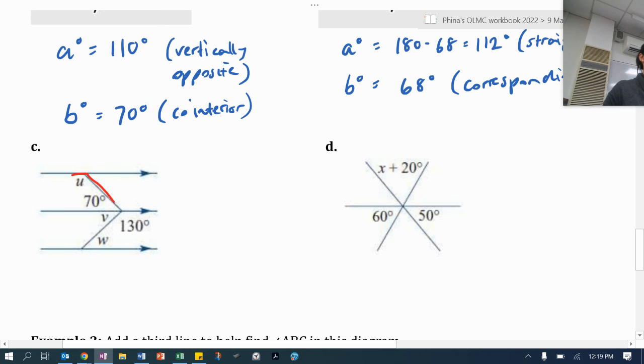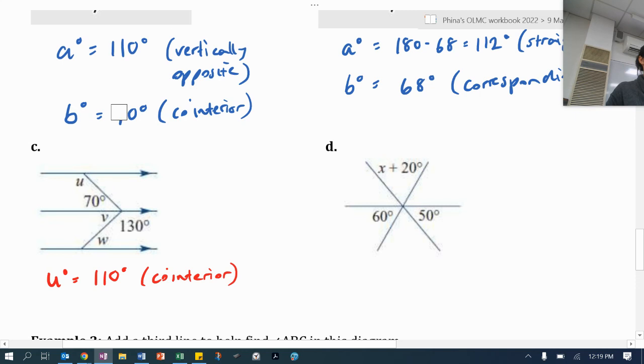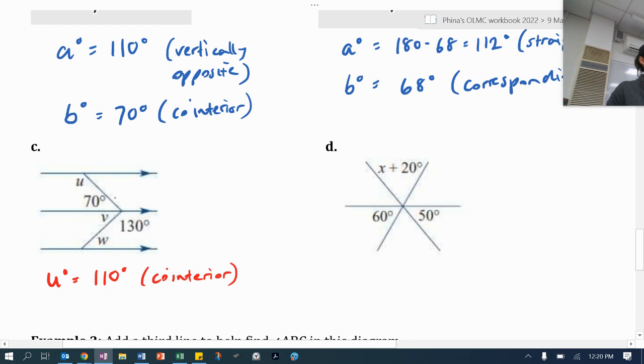So there's my parallel lines, and I can do a backwards C. So U is going to be how much? 110, yeah, because it's 180 minus 70. So 110 because it's co-interior. Good. Then if you do V, the angle next to 70 is alternate to U. Yep. So U is alternate. This is also U. I'll write these in. So that's 110. That's 110.